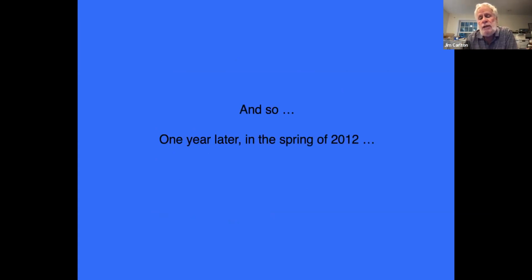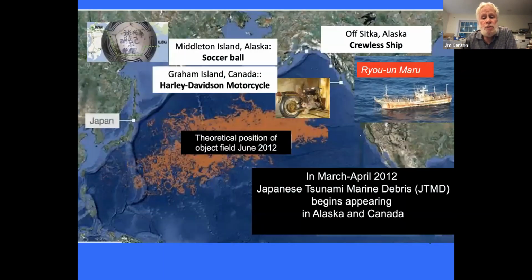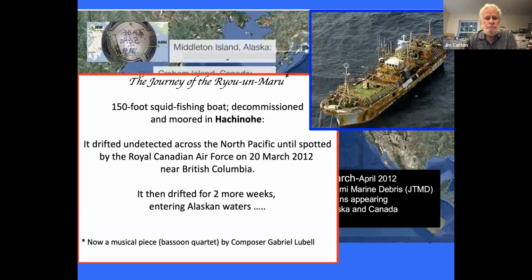In the spring of 2012, just about a year later, things from the tsunami began to show up in North America. A soccer ball from a high school, which was returned to the high school, showed up in Alaska. A Harley Davidson motorcycle in its crate washed ashore in British Columbia. It is now in the Harley Davidson Museum in Milwaukee. And a large crewless vessel called the Rio One Maru came ashore and was first spotted off Sitka, Alaska.